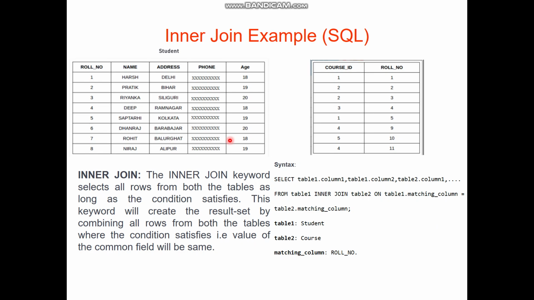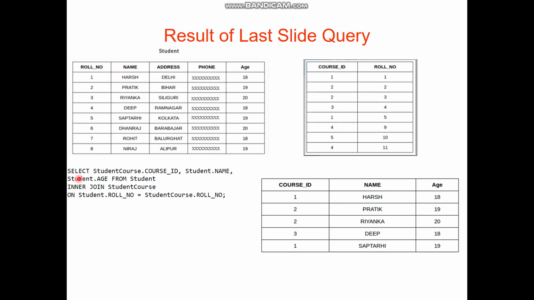So for the inner join example, how do you write the query? For example, if we have the student table and the course table: select table1.column1, table1.column2 from table1 inner join table2 on the matching column. If table 1 is student and table 2 is course, the common column is roll number. So the query will become: select course.course_ID, student.name, student.age from student inner join course on student.roll_number equals course.roll_number.